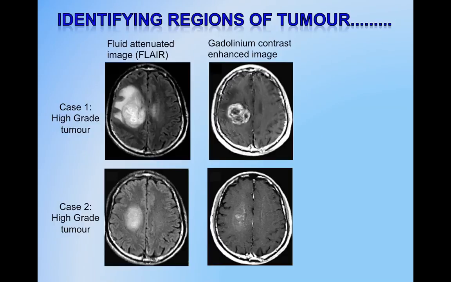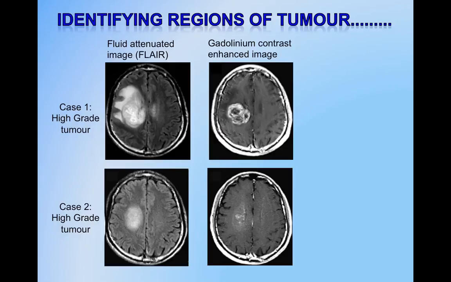They're both high-grade tumours, and you can see the FLAIR both give you kind of a demarcation of where the tumour might be. But in the second case, the gadolinium contrast agent doesn't seem to show up very much. So the problem here is the FLAIR isn't actually showing the tumour. It's showing edema. It's showing like the interstitial fluid that gets released around the pathology.